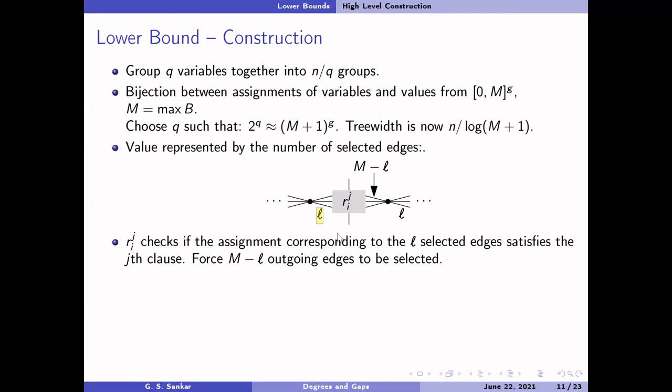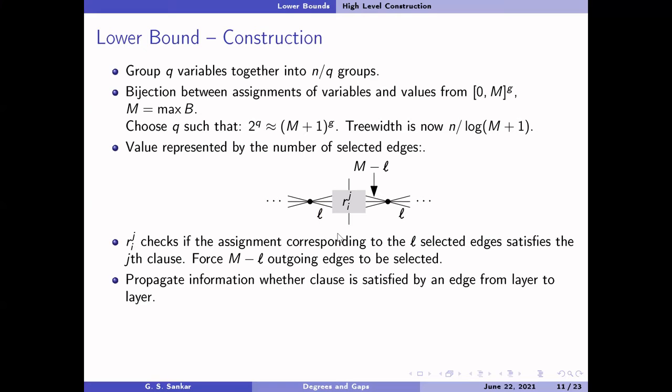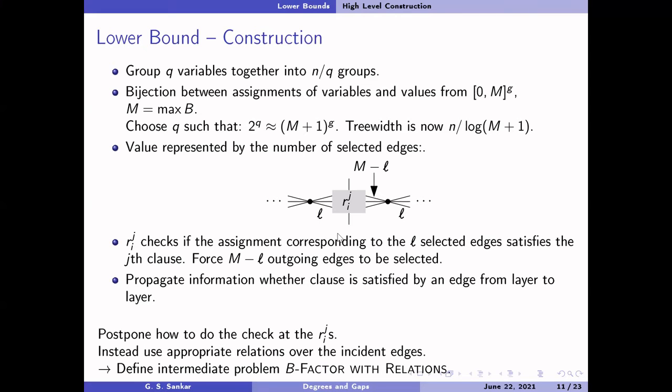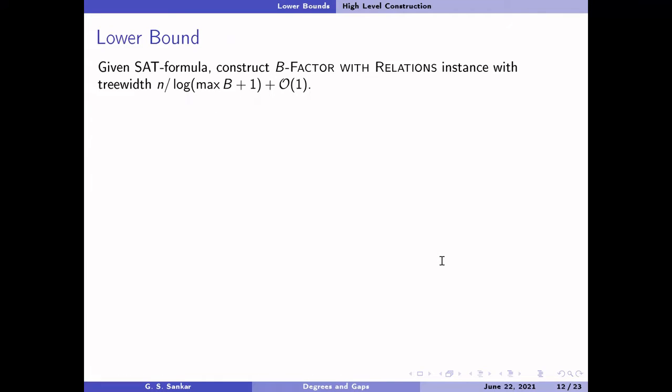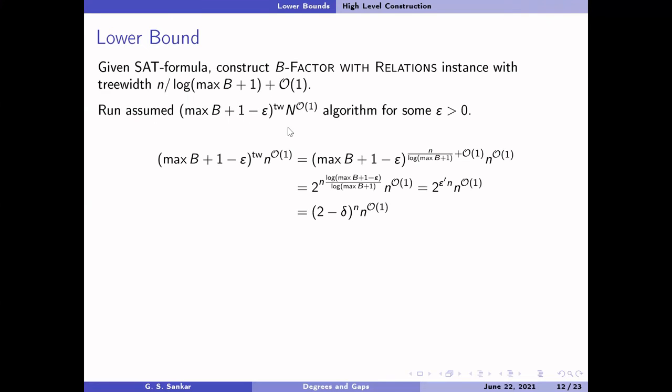So if we can do this, then we are practically done, right? We'll postpone how we can do this checking and this transferring of information until later. Basically, if we can do this, then we can show a lower bound. We'll call this intermediate problem the B-factor with relations problem. And for the B-factor with relations problem, we have our required lower bound because, as I said before, the tree width is something like n divided by log of max b plus 1. And the math sort of works out.